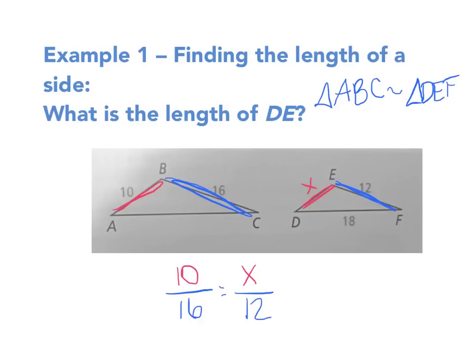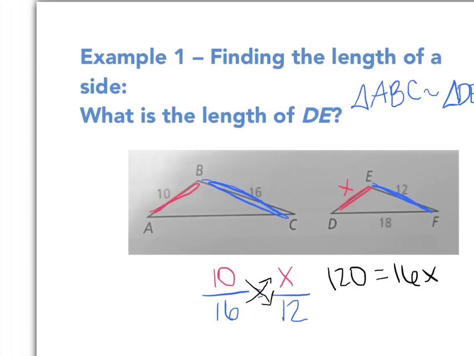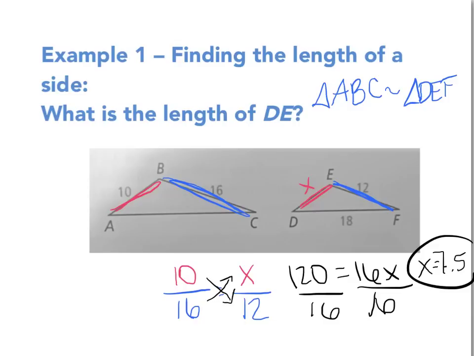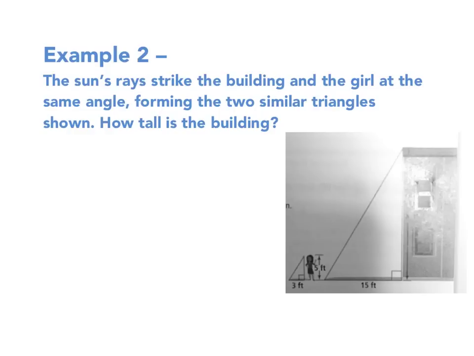And all I have to do now to solve this proportion, we did it so much yesterday, is cross multiply. So I get 10 times 12, which is 120, and that equals 16x. And I'm going to divide by 16 on both sides, and we get x equals 7.5. So the length of this side of the triangle is 7.5, and we found that through a proportion because these are similar figures.